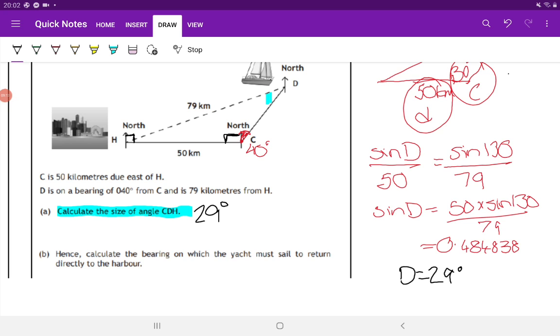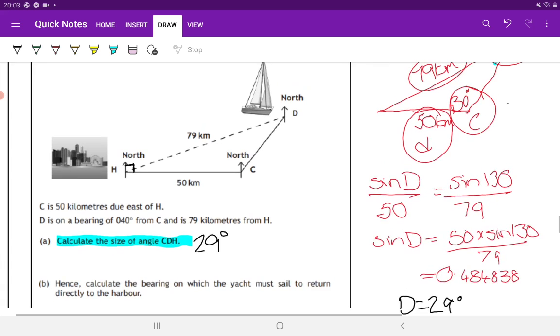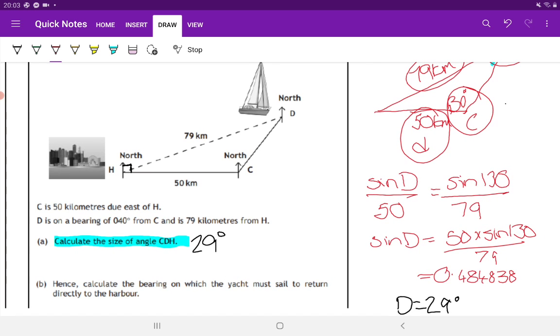Hence calculate the bearing on which the yacht must sail to return directly to the harbour. So let's go back to our picture. I'm going to get rid of all that information at the moment. We are at point D. That's where the yacht is. We want to know what bearing it must sail on to get back to the harbour. To get back to the harbour, we've got to sail on that bearing there, all the way round.